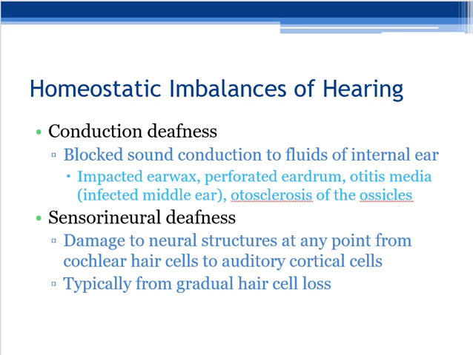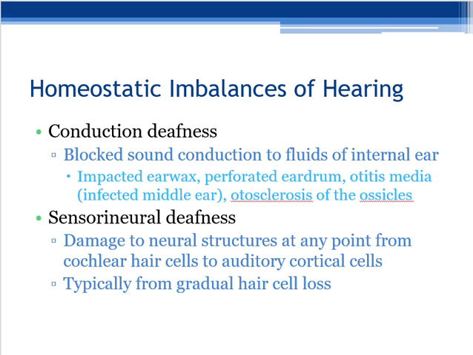And then one of the other things we're going to look at just to finish up is homeostatic imbalances of hearing. There's conduction deafness and sensorineural deafness. With conduction deafness, nothing has to be wrong with the neural structures of your ear, but something's blocking sound conduction. So the sound waves are not getting to the fluids of the internal ear. This could be impacted earwax, a perforated eardrum, an infected middle ear, which is otitis media, or otosclerosis of the ossicles, where those ossicles don't move like they should.